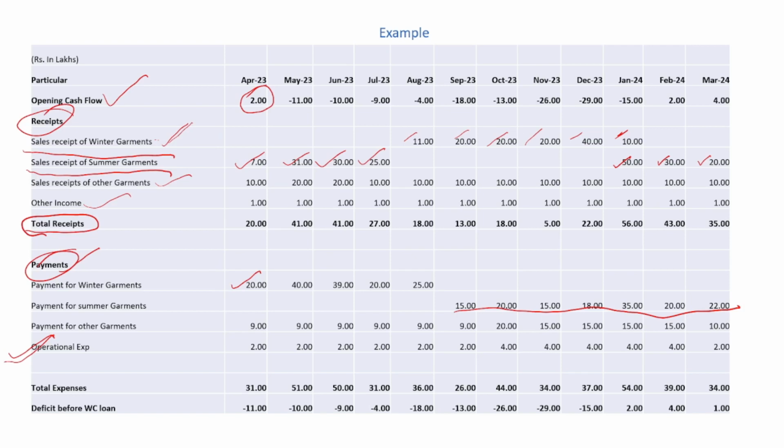These are, friends, only examples. Many expenses and many receipts may be added down, and plus or minus also. So total expenses is like that.